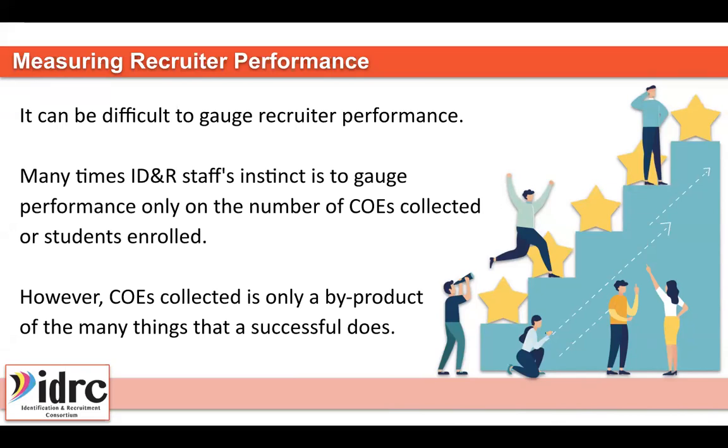A lot of times for us as recruiters, our only data point that we really focus on, and our instinct, is to gauge our performance only on the number of COEs that we collected or the number of students that we have enrolled in the program. However, it's important to note that the number of COEs collected and the number of students enrolled is only a byproduct, only the end result of many of the other efforts that we do. It's a lot of the other hard work that lays the foundation for recruitment and leads to these COEs. But it's not the COEs themselves that we should be tracking or focusing on, because it doesn't give a full and complete picture of the work that we do. And so if we're looking to gauge recruiter performance, it's really important that we look at performance as a whole.